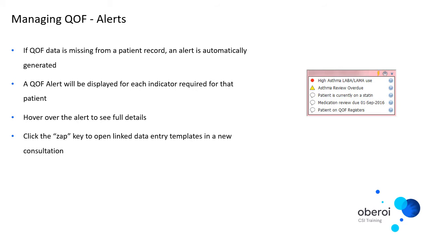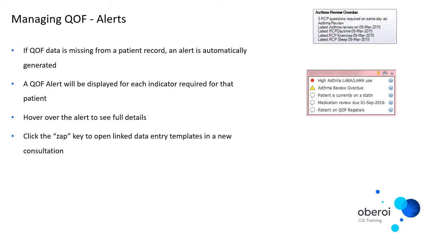Okay, so within EMIS Web we have QOF alerts, and these appear in the bottom right hand corner of the patient's record as soon as the record is loaded. So if QOF data is missing from a patient record, an alert is automatically generated. It'll be displayed for each indicator required for that patient, so it's patient specific. If you hover over the alert, you'll see the full details.